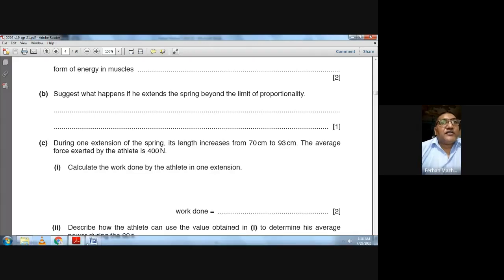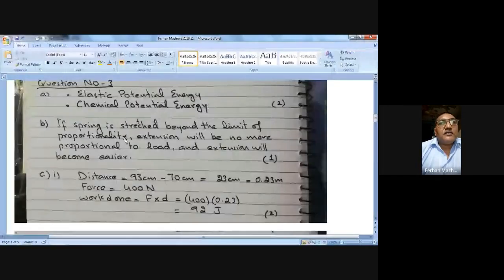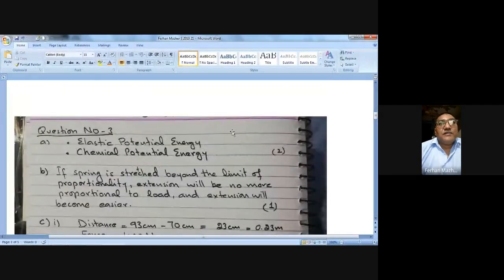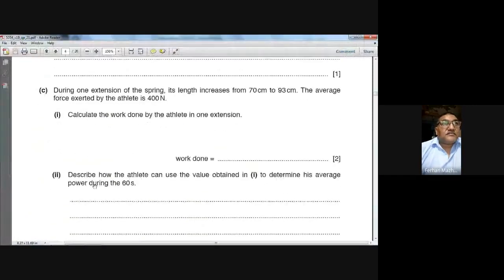I have written this answer also. We can take help from there also. See on your screen, the A and the B part is showing for question number 3. Elastic potential energy, chemical potential, that is for the A part. B part, if spring is stretched beyond the limit of proportionality, extension will be no more proportional to load, and extension will become easier. C part, during one extension of the spring, its length increases from 70 centimeter to 93 centimeter. The average force exerted by the athlete is 400 Newton. Calculate the work done by the athlete in one extension.